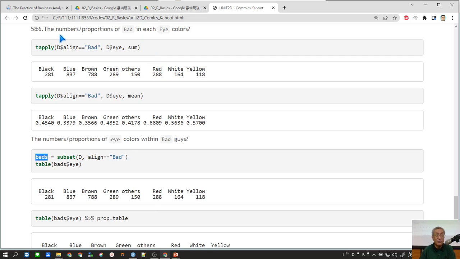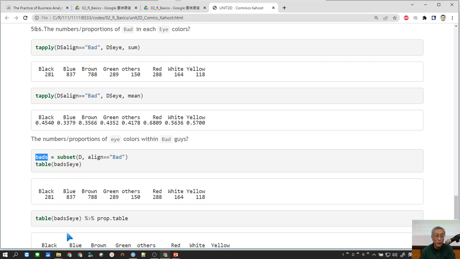Here we are talking about the numbers of bad guys in each eye color. And here we are talking about the number of eye colors within bad guys. But they should be the same number, right? If you are doing the count and you switch the categorical variable, the count is the same, right?